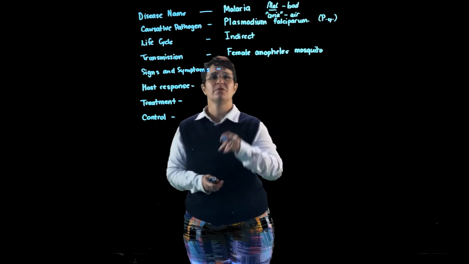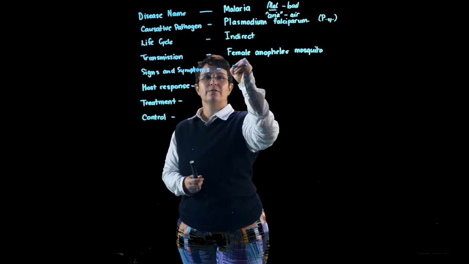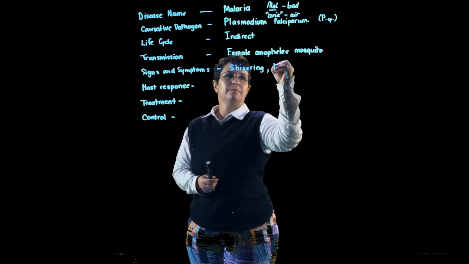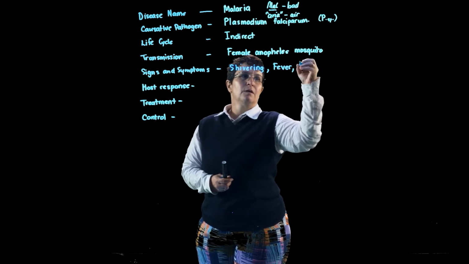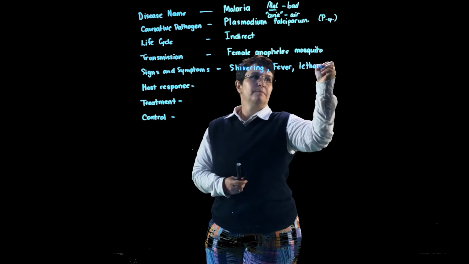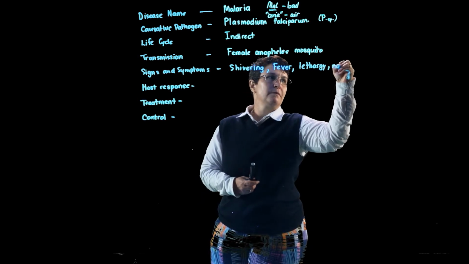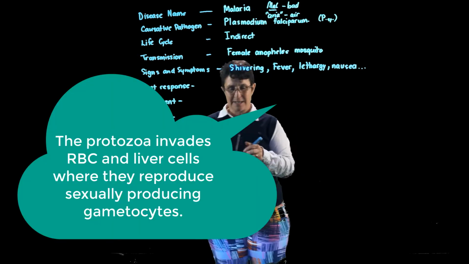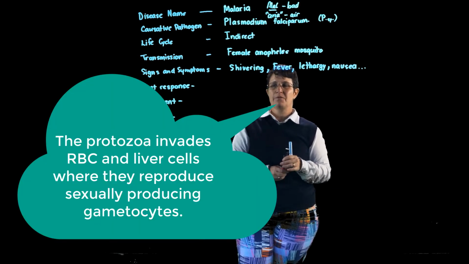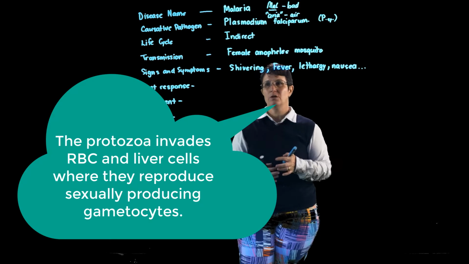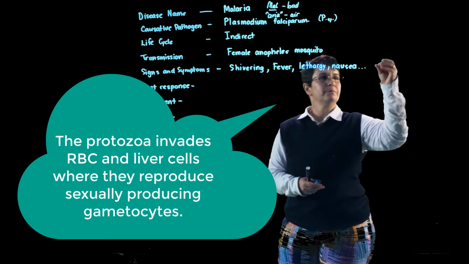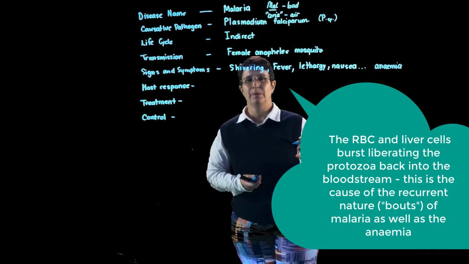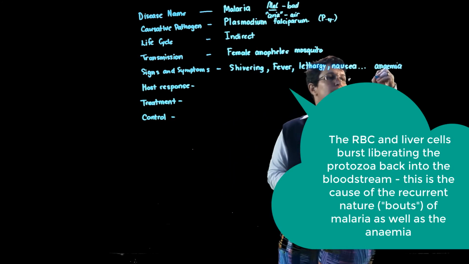The signs and symptoms of malaria are alternate bouts of shivering and fever, lethargy, nausea. Now these are quite serious, and they're the outward signs and symptoms. What's going on internally is anemia, because you break down red blood cells and liver cells as well.